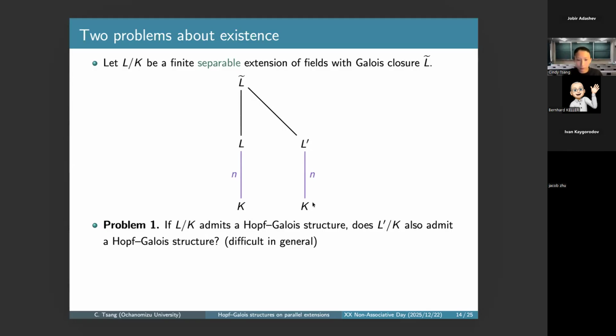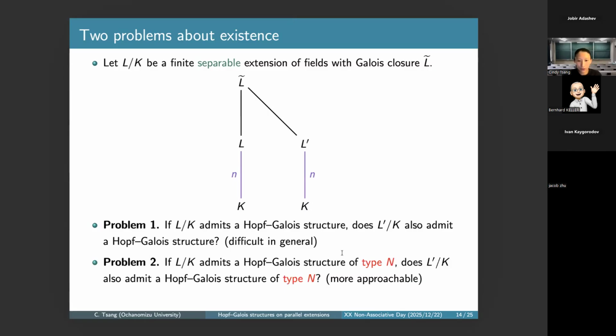This problem is probably difficult to solve in general. So in our paper, we fix the type. Instead of just admitting the existence of any Hopf Galois structure, we fix the type in advance. And we ask, if L over K admits a Hopf Galois structure of type N, does it mean that L prime over K also admits a Hopf Galois structure of type N? This seems more approachable because we can fix the type in advance, so we just have to work with N. And this problem can be solved group theoretically using the classification that I explained earlier. So let me explain how this problem translates to a group theoretic problem.